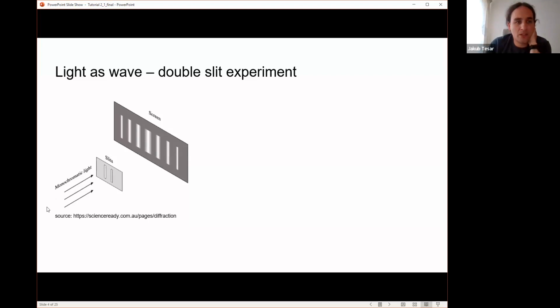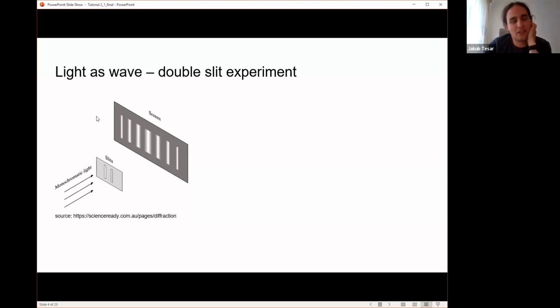Imagine that here on the left side you have a source of monochromatic light, which means light of one specific frequency or wavelength. So for example, red light. And then you have some barrier with two narrow slits. And then you observe the effect which will be visible on the screen. Here you can see directly the results of the experiment.